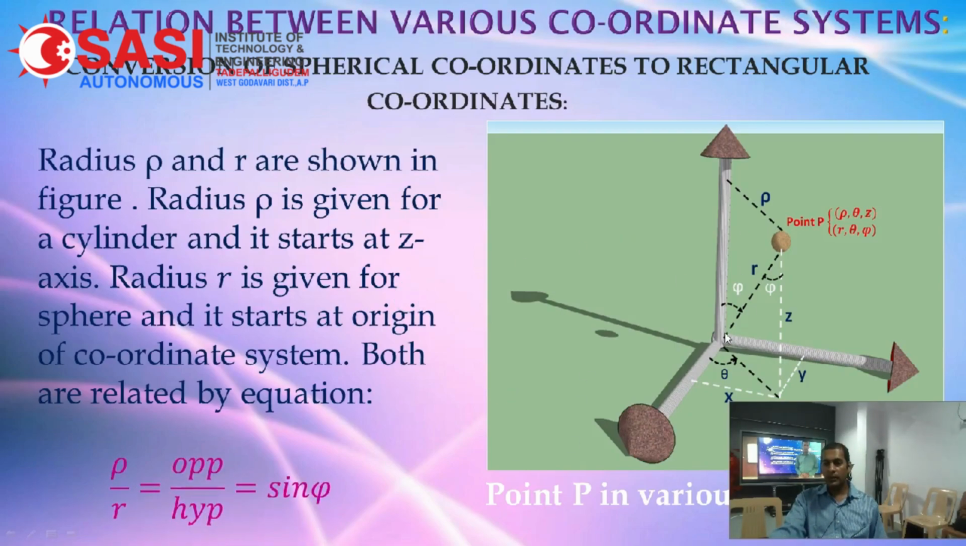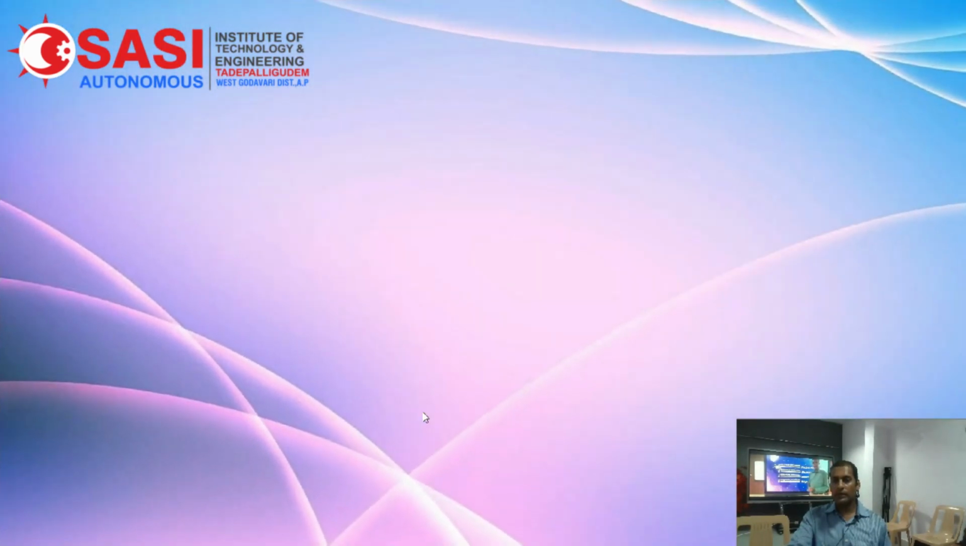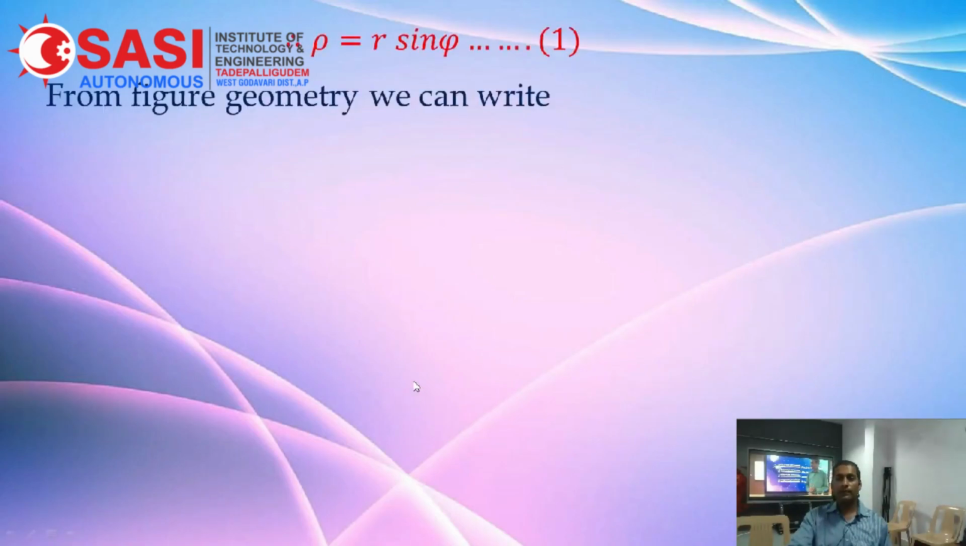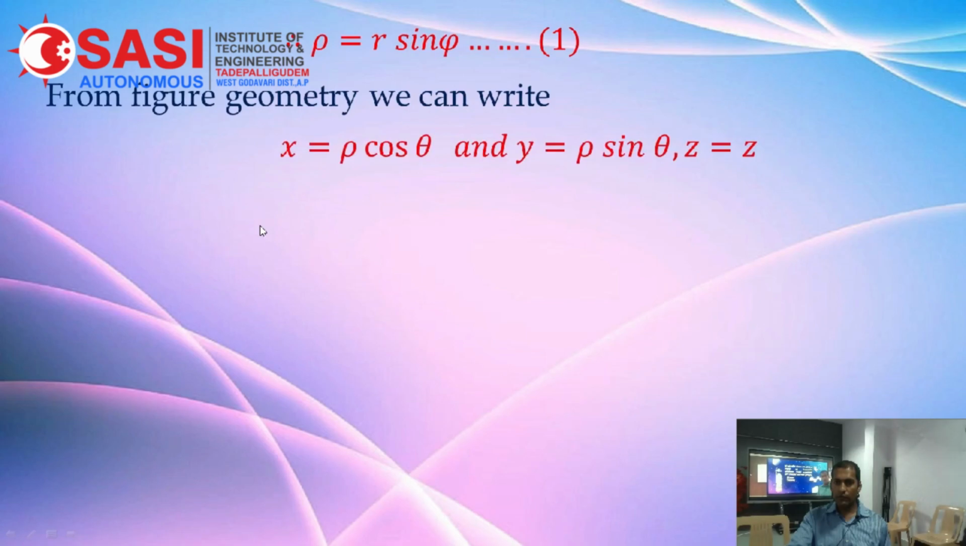So for this diagram, if we apply trigonometric rules, we have rho by r equal to opposite by hypotenuse, which is equal to sine of phi. There is a basic relation using which we can derive further relations between different coordinate systems. So from that we can say that rho is equal to r sine phi. In a few books this angle may be given as theta. So from the geometry of the figure we can say x is equal to rho cos theta and y is equal to rho sin theta. z is unchanged. Height z is the same.